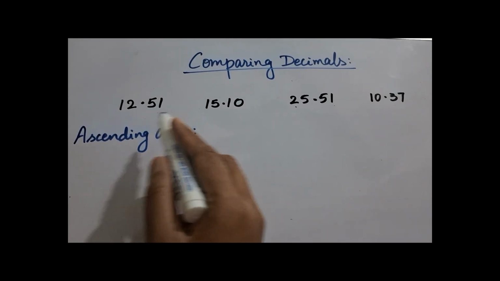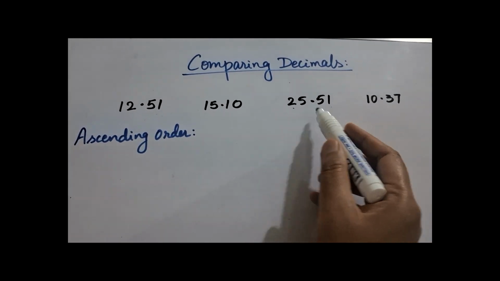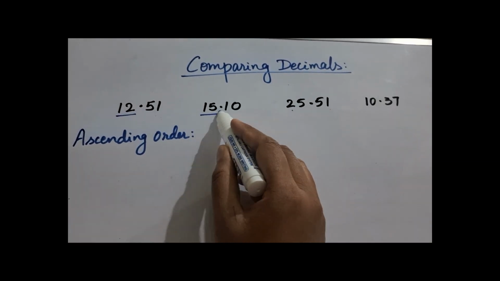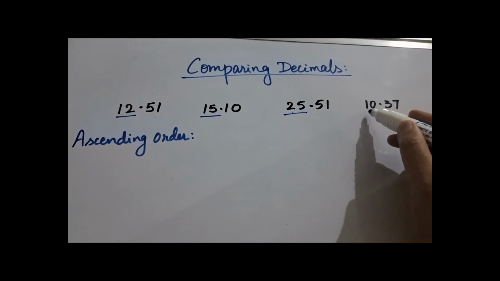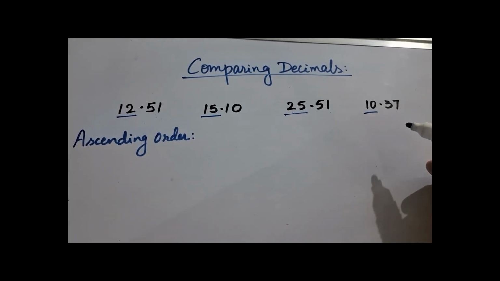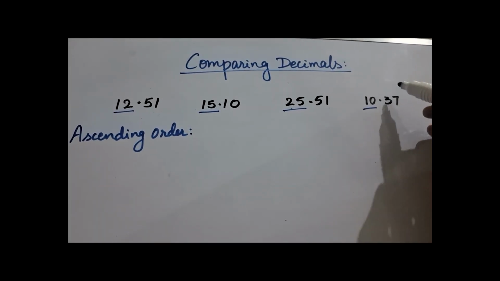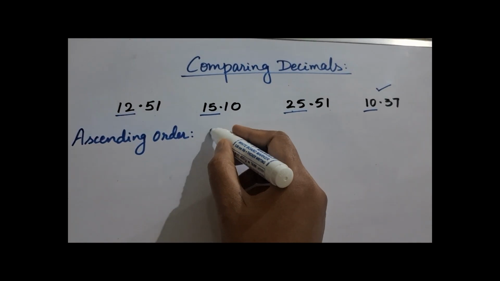Ascending order means small number to big number, increasing order. So which one is the smallest number from here, children? First we need to compare the whole parts. Here the whole part is 12, here the whole part is 15, here the whole part is 25 and here the whole part is 10. So which one is the smallest among the whole parts? This one. So this decimal number will be the smallest one. So we need to write that one here.